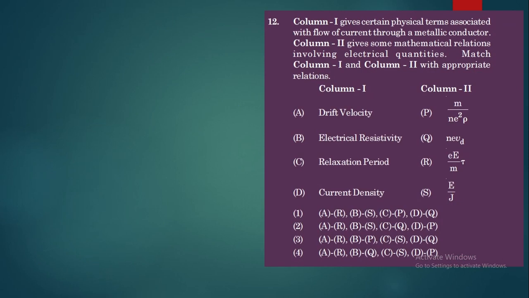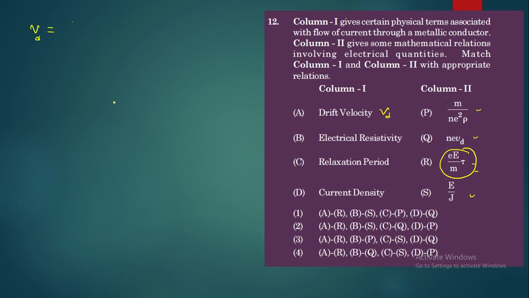So here in this question, two columns are given and we have to identify the quantities and the corresponding formulas. This belongs to the current electricity part. So let's pick up the formulas. First one is drift velocity, denoted by Vd. So Vd is equal to what? I check one by one. I see this one. This is the magnitude of the drift velocity.